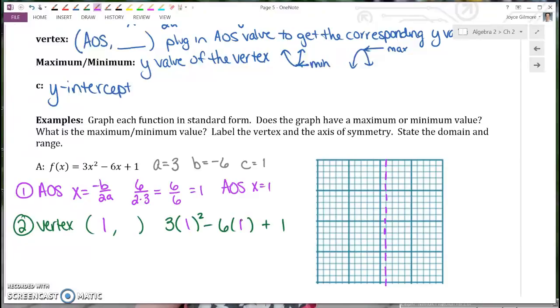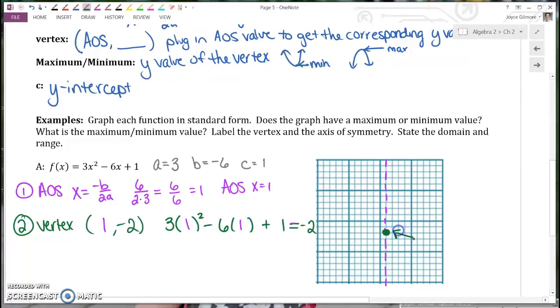Some of you are really great at mental math and you don't need to plug this into your calculator, but some of you, for whatever reason, don't do PEMDAS correctly, even now. So you have to square the number before you multiply by 3. So 1 squared is 1, 1 times 3 is 3, 3 minus 6 is -3, -3 plus 1 is -2. So if you plug this into your calculator, you should get -2. So our vertex is the point (1, -2).